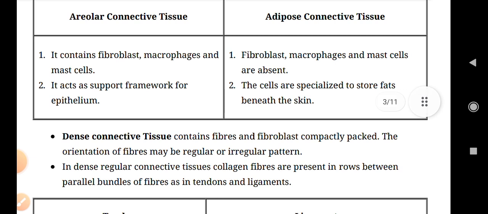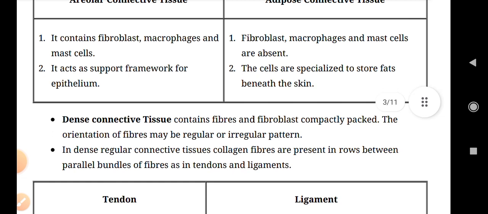Areolar connective tissue contains fibroblasts, macrophages, and mast cells. It acts as a support framework for epithelium. In adipose connective tissue, fibroblasts, macrophages, and mast cells are absent. The cells are specialized to store fats beneath the skin.